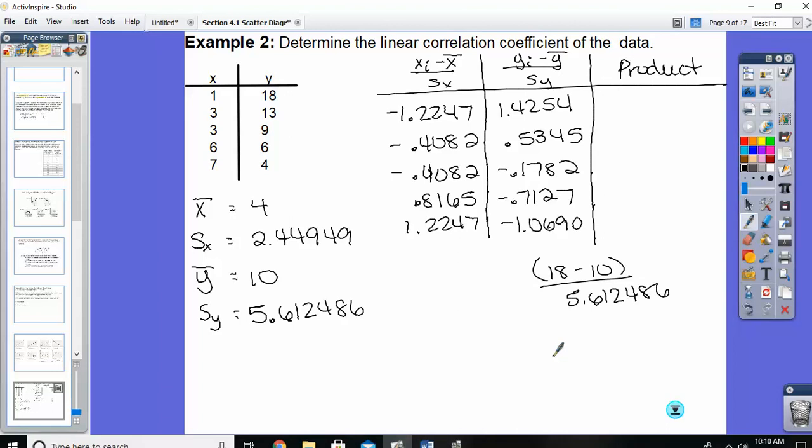Then what do I need to do with those things? Multiply them. So for the first one, I just take my negative 1.22 number times my 1.4 number. Can I just write down what you're going to get for all of those? You guys are just multiplying.